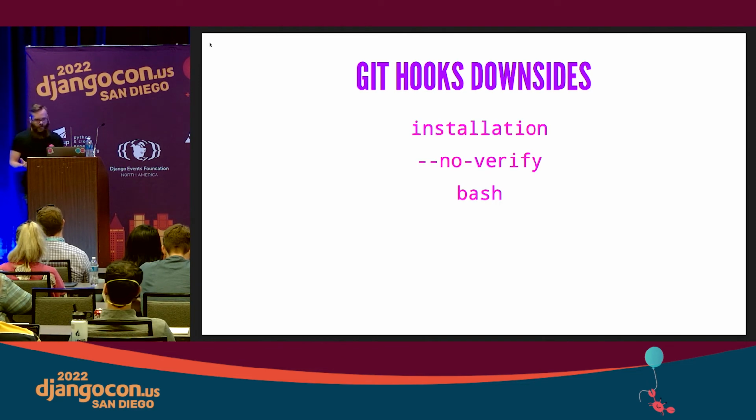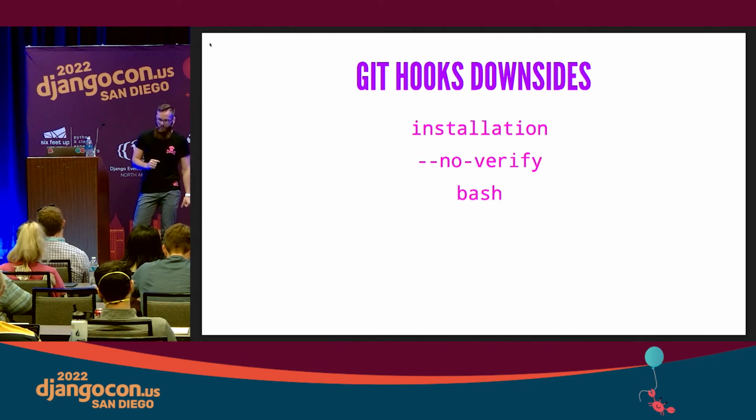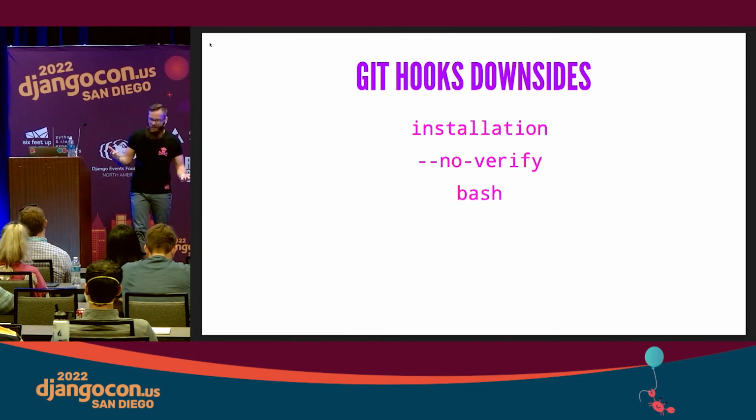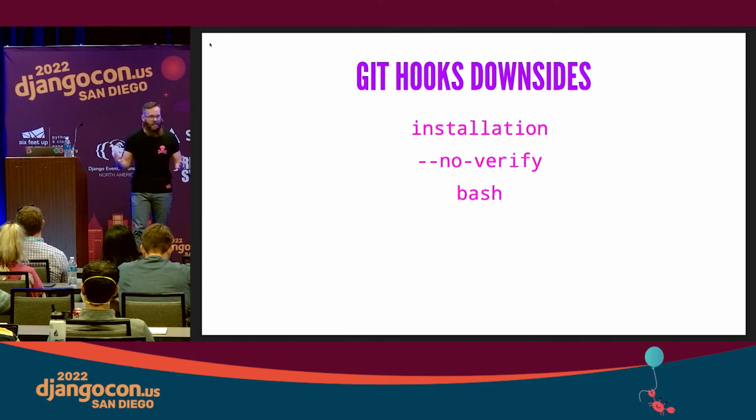Other downsides for Git hook, one, you have to install them. All that usually means is making a symlink. Not a big deal, but there is a little bit of a barrier. There's always this --no-verify option in a Git commit command, so technically, even though you're telling everybody to run the commit hook, there's an escape hatch for them to get out of it. And finally, you have to know Bash, which is not necessarily the most user-friendly language.